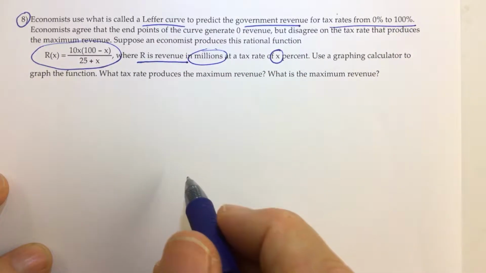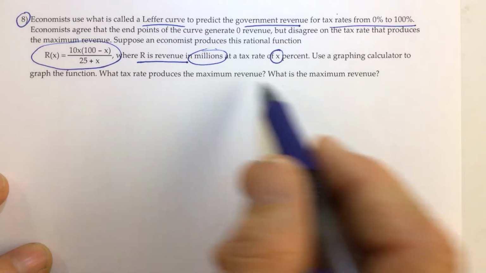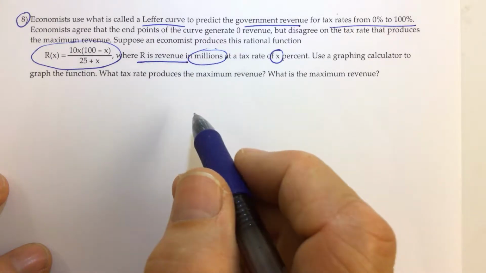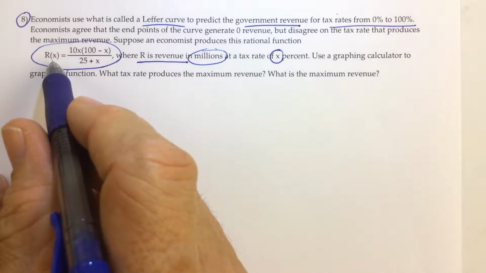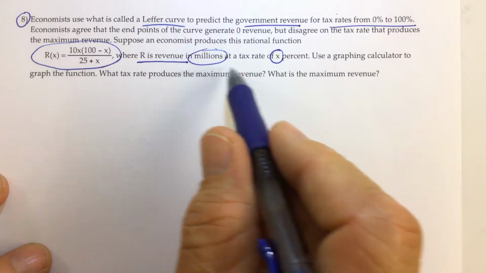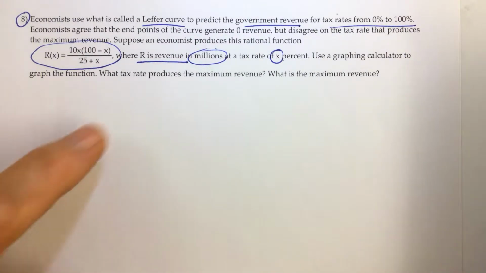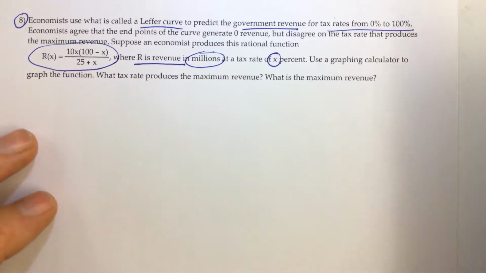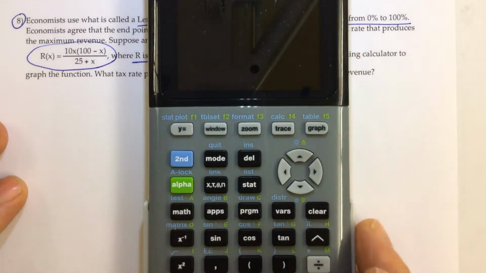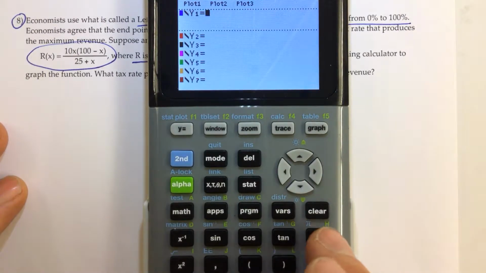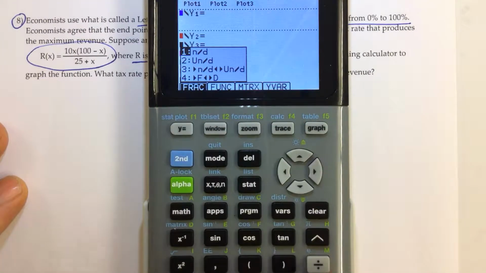And so we want to make sure when we write down our answer, we can express it in terms of the right unit of measure. So R is in millions, revenue in dollars in millions, and then tax rate of X percent. So let's go ahead, it says use a graphing calculator to graph the function. What tax rate produces the maximum revenue, and what is the maximum revenue?